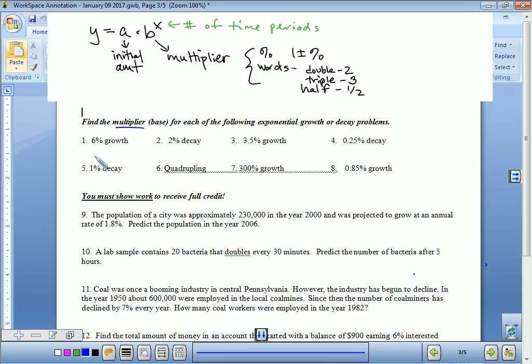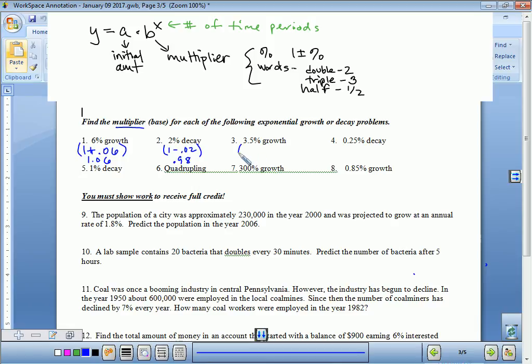Okay? So for number 1, if we're finding the multiplier, which is the base for these exponential growth or decay models, for growth, we would add it to 1. So the multiplier would obviously be 1.06. For decay, we would subtract it from 1. 0.98. So when we multiply by a number that's bigger than 1, our answer will get bigger. But when we multiply by a number that's less than 1, our answer will get smaller.